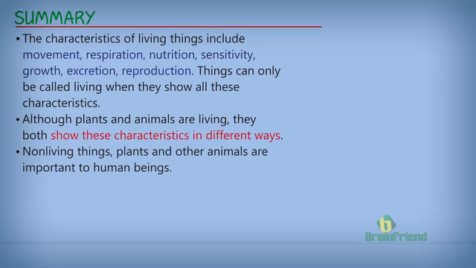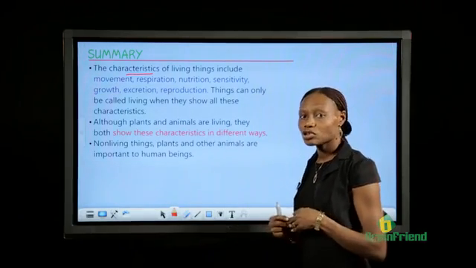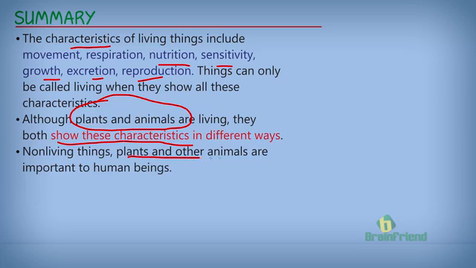We further looked at the characteristics of living things, and we said they move, they respire, they respond to stimulus, they eat, they are sensitive, they grow, they excrete, and reproduce. We said that plants and animals are living. They show these characteristics in different ways. So plants and animals, they are all living things, but these characteristics that make them living are shown in different ways. Non-living things, plants and other animals, are very important to man.